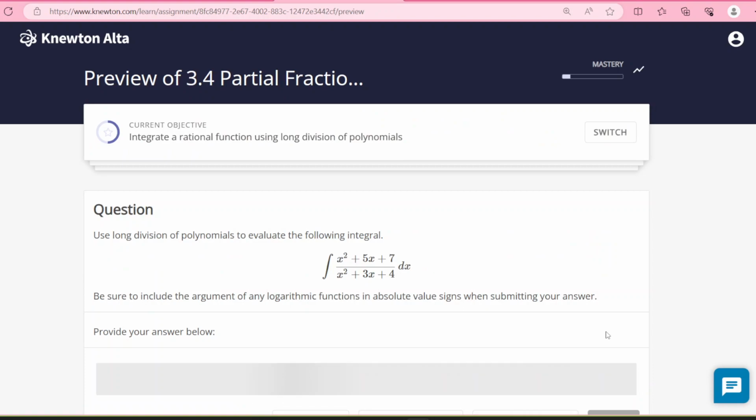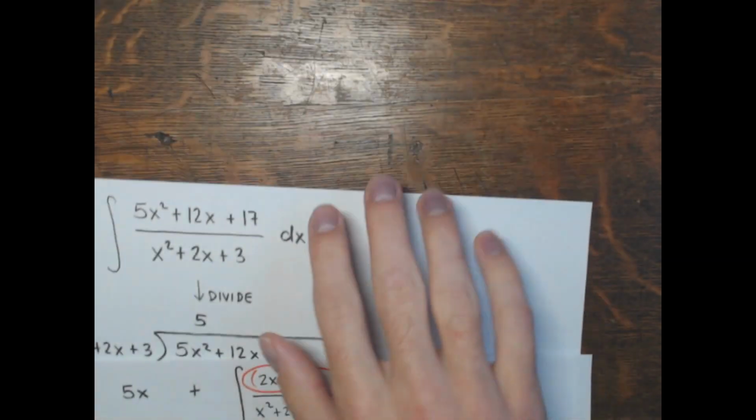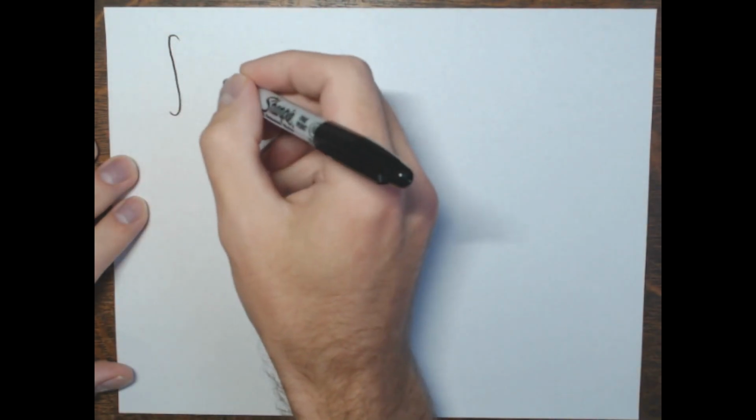All right. Moving on. The third question from this same objective. So yet again, I have an improper fraction. Once again, I see an improper rational function. Let's start with long division and rewrite it as a quotient. The quotient will just be a polynomial plus the remainder over the divisor, the remainder over the denominator, which will be a proper fraction, and go from there.